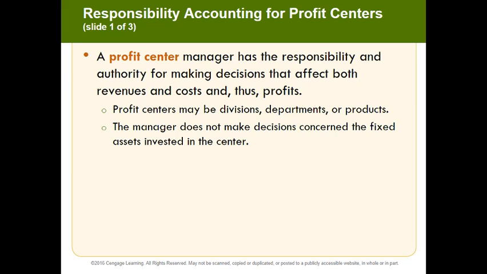Profit centers. These are areas that have both revenues and costs attached to them. And the manager has the responsibility and the authority for making decisions that affect both those revenues and costs. They can be divided into divisions, departments, or products, whatever is most applicable for that company. The manager does not make any of the decisions about the fixed assets that are invested in that center. However, they do make decisions in regards to other costs.